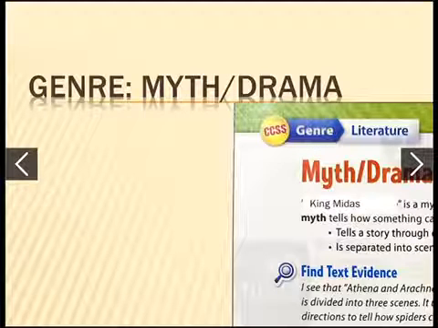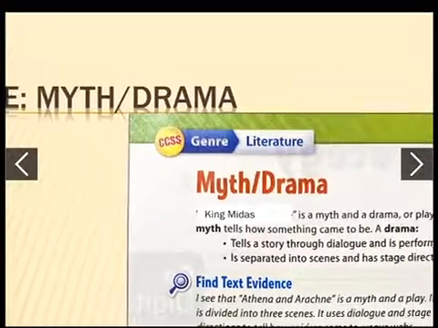Okay, so this week we have a super interesting genre. It's not like any genre we've had before, because the genres we've had before were usually just a text and we would just read it. This week's genre, myth or drama, is not just about reading it. It's about performance or a play or having a role play. Now you're going to understand how.